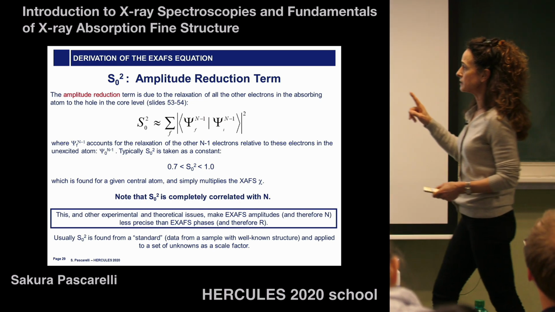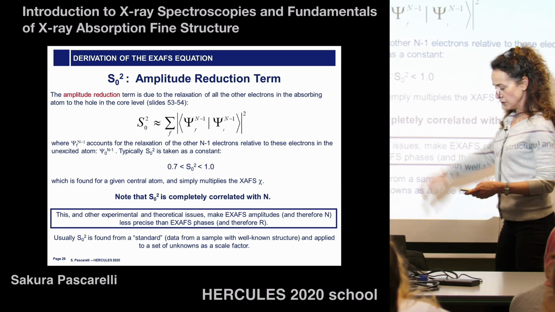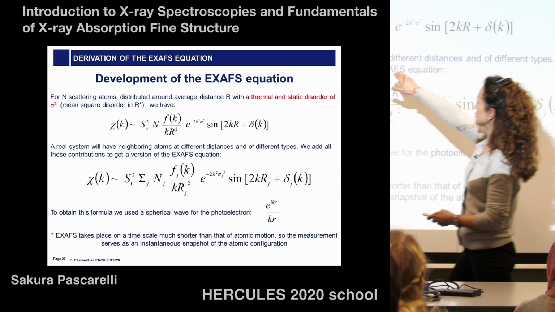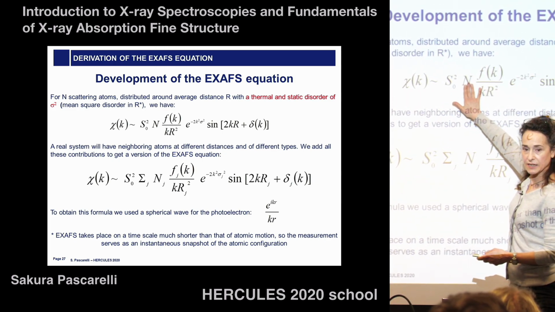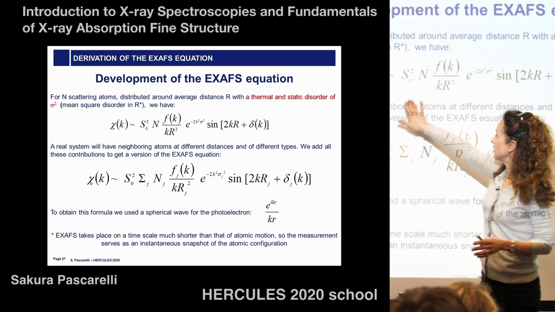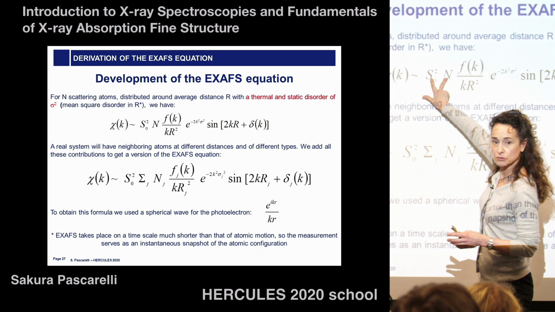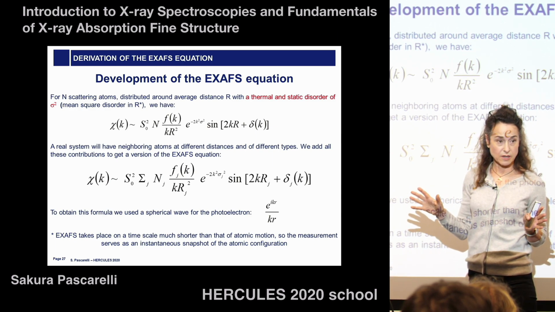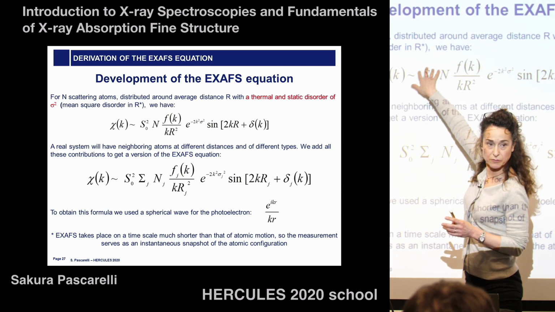Now the problem with this S0 square is that if you look at this simple equation, S0 square multiplies n. These are two numbers. They have no k dependence. There's no way that you will ever be able to determine these two numbers independently. There's no way. You can only determine the product of these two numbers.